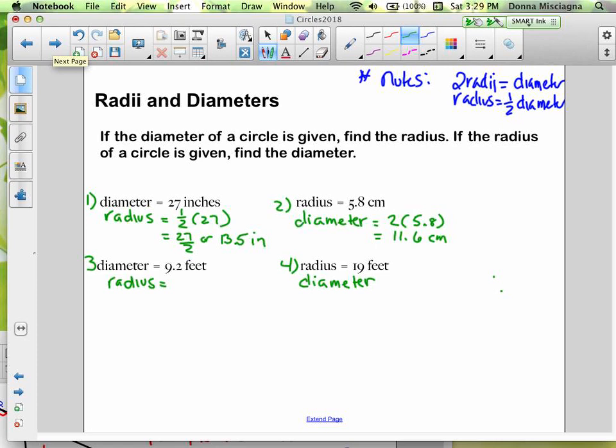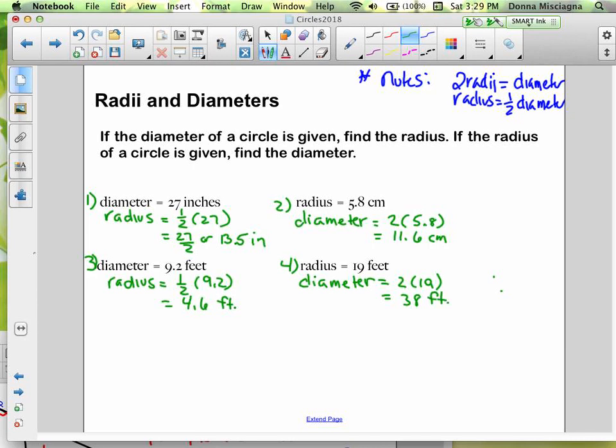In the third one, the diameter is 9.2 feet. The radius is going to be half of 9.2. So that's going to be 4.6 feet. And then the last one, we're given the radius. We want to find the diameter. So if the radius is 19 feet, the diameter is going to be 2 times 19, or 38 feet.